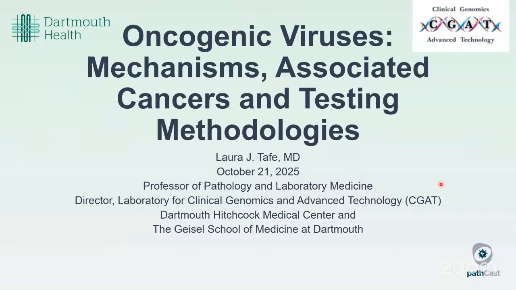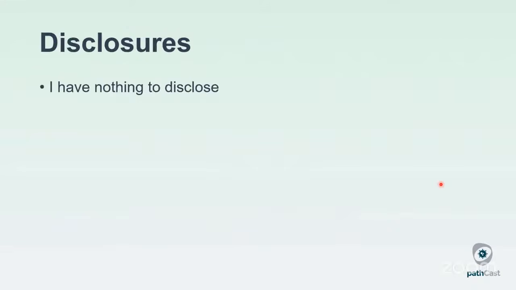I really like this topic. Oncogenic viruses has been an interest of mine for a long time. And it's a particularly nice bridge, I think, for me, because I practice anatomic pathology as well as molecular diagnostic pathology. And so oncogenic viruses come up quite frequently in both these areas of practice, which I think is really one of the areas that excites me about linking surg path and molecular pathology together. So today, let's talk a little bit about the oncogenic viruses. I have nothing to disclose.